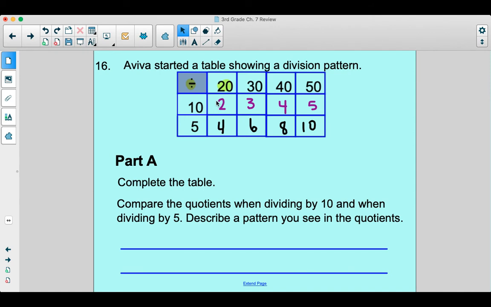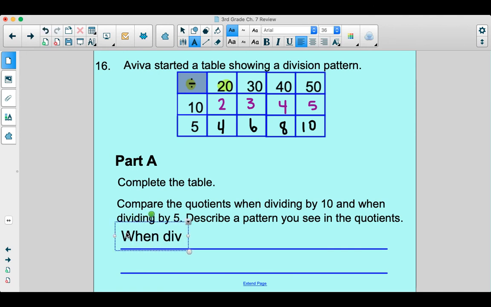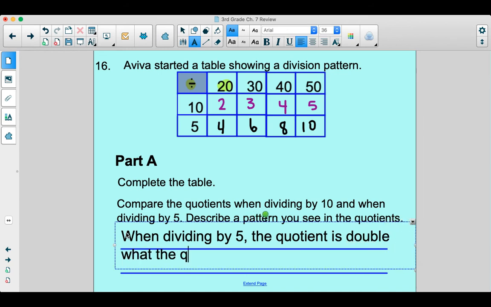So how could we say this one? The quotient, when dividing by 5, the quotient is double. I think I'm going to say that. When dividing by 5, the quotient is double. Quotient is when dividing by 10.